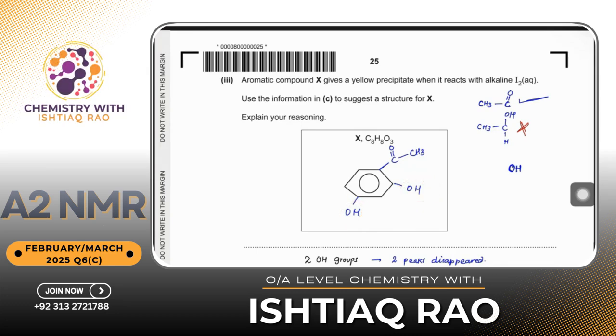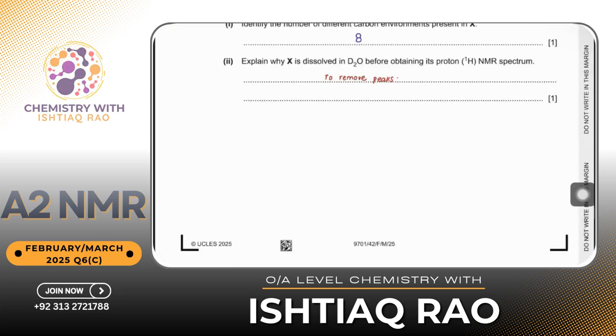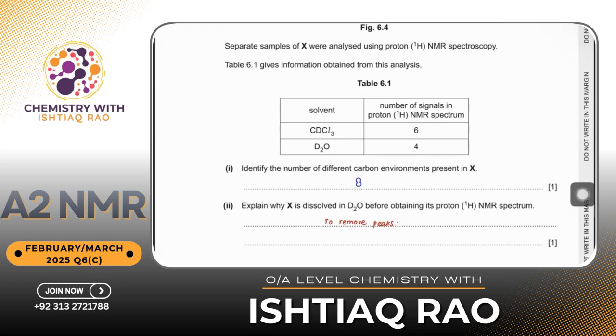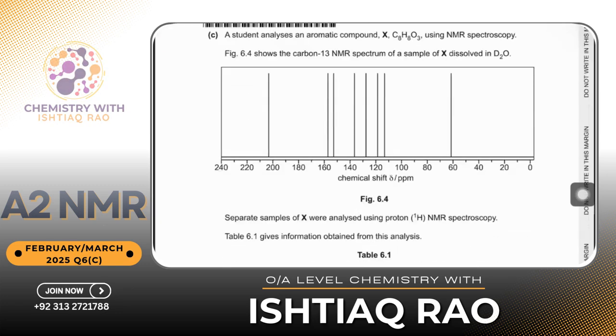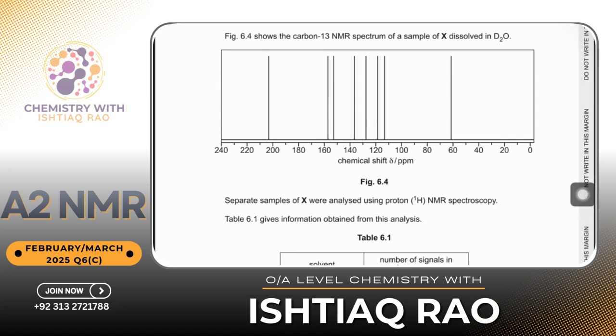So this is the reason: after looking properly at what type of data is given to you, they say it gives the positive alkaline aqueous iodine test, and when we dissolve the sample in D2O, 2 peaks disappear, so we get to know that there should be alcohol OH groups. Then we can draw the structure. And since the formula has 3 oxygen atoms, we must have 3 oxygen atoms, right?